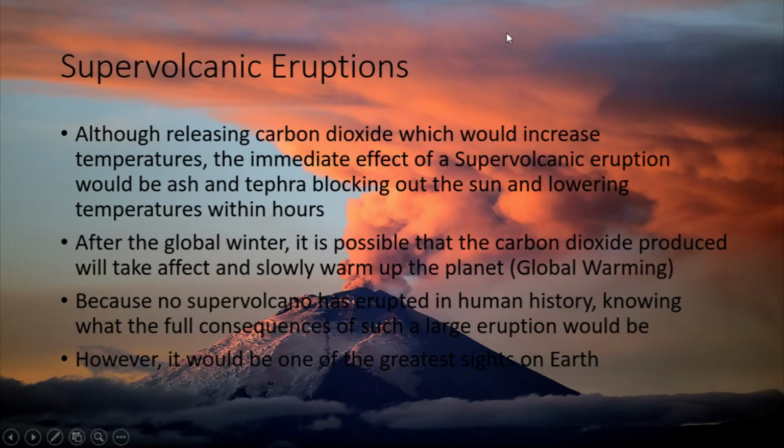Although releasing carbon dioxide would increase global temperatures, the immediate effect of a supervolcanic eruption would be the ash and tephra blocking out the sun and lowering temperatures within hours. Volcanic ash spreads very quickly once it gets into the wind currents.